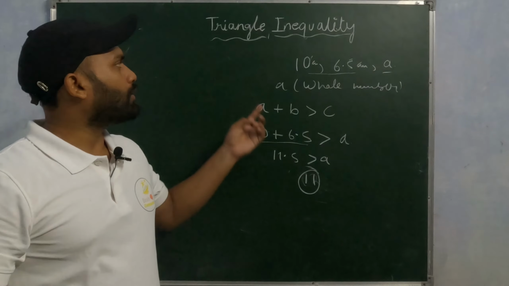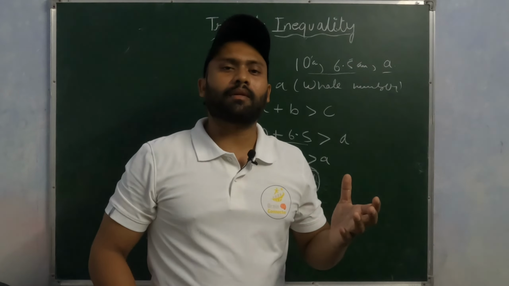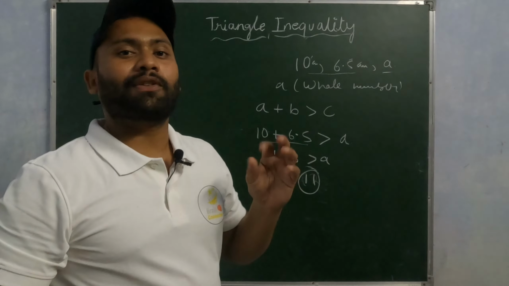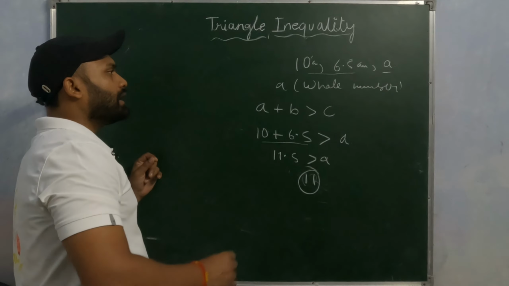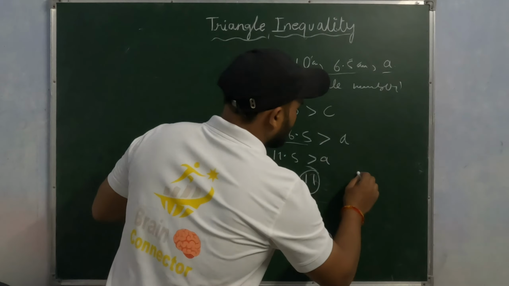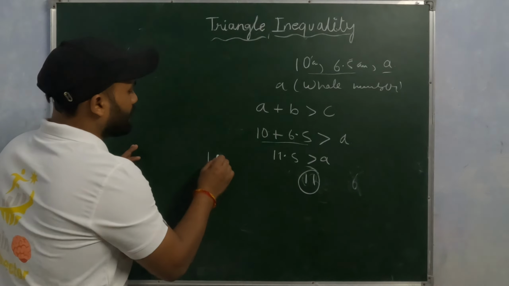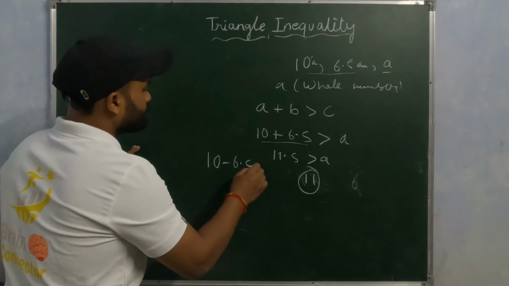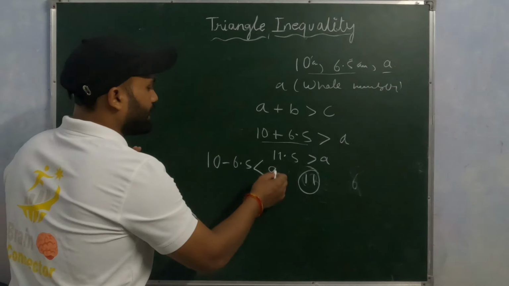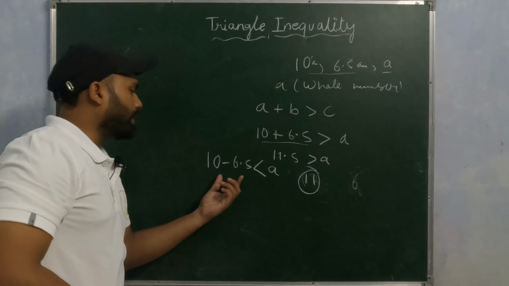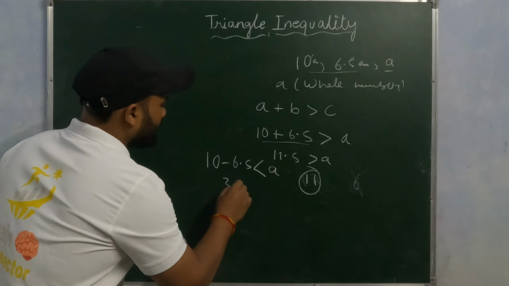Okay, but here the question is asking the minimum value of the third side. So what will be the minimum value of the third side? We know the difference rule of the inequality. And what is the difference rule of inequality? That the difference of the two sides is always less than the third side, which is A. So when you subtract, you will get what? 3.5.